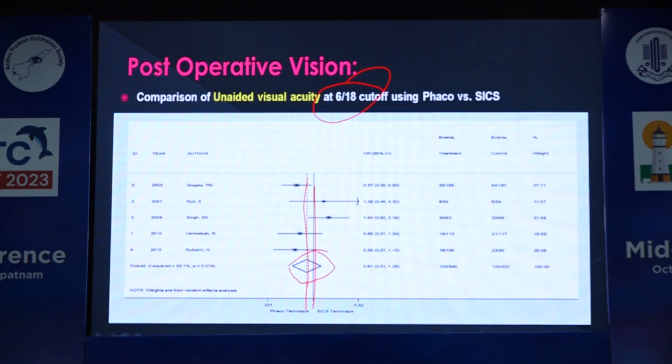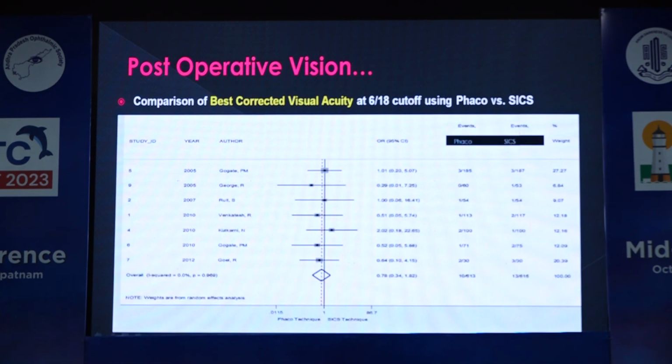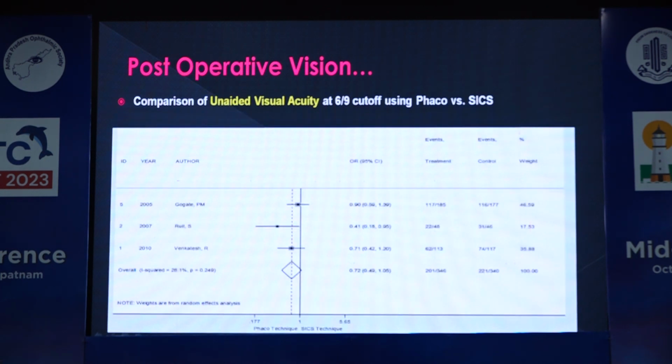Statistically there is no difference in uncomplicated cataract surgery done by either SICS or Phaco. But when we go for an uncorrected 6/9, here again Phaco has a slightly better position in this diamond ring as compared to SICS. SICS is at the edge of the diamond and Phaco is at the middle. That means uncorrected visual acuity is slightly better with Phaco as compared to SICS.